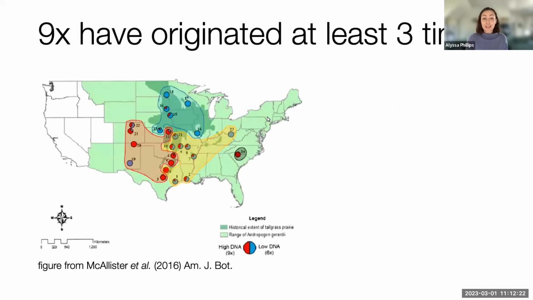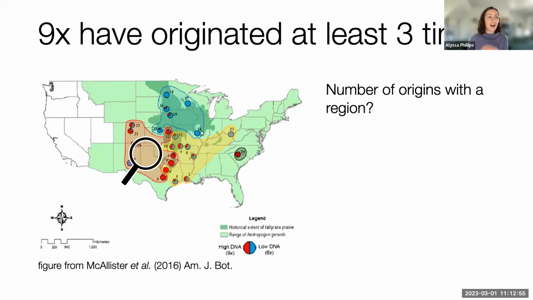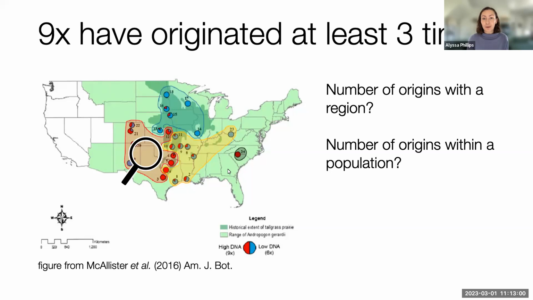Chrissy McAllister started answering this question with about 1,000 GBS markers and found that there are at least 3 origins of the 9X individuals across this very widespread species. She found there are 3 primary genetic groups, maybe 4, in which the 9X individuals cluster, but 1,000 markers wasn't really high enough resolution to look at the population level or zoom in within that region. That's really what I'm interested in, zooming in and asking what's happening at this population level. How many times did the 9X form within a region? And even within a population, how many times did they originate?